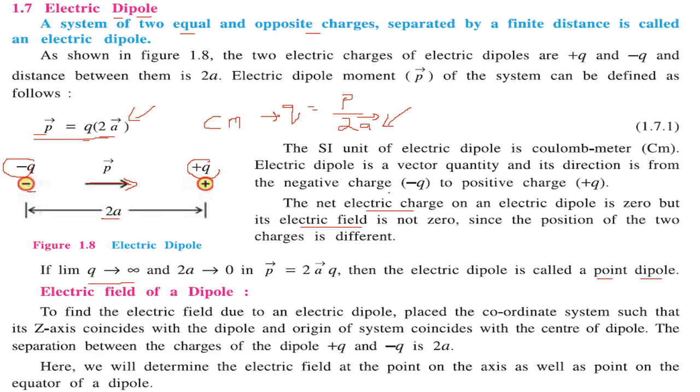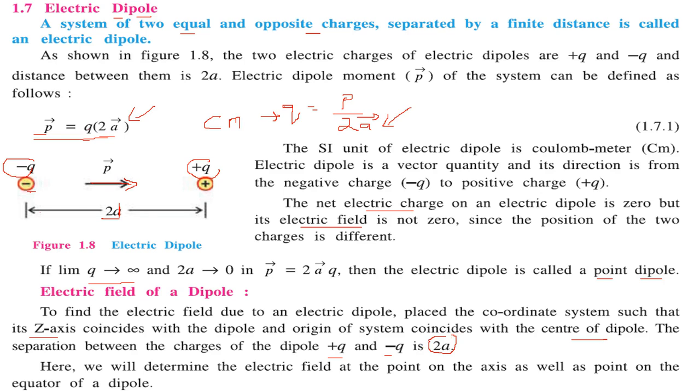As we discussed, the electric field will not be 0. In order to find the electric field due to this electric dipole, take some coordinate system, say the dipole coincides with the z-axis, and the origin of the system coincides with the center of the dipole. The separation between plus q and minus q is, say, 2a.